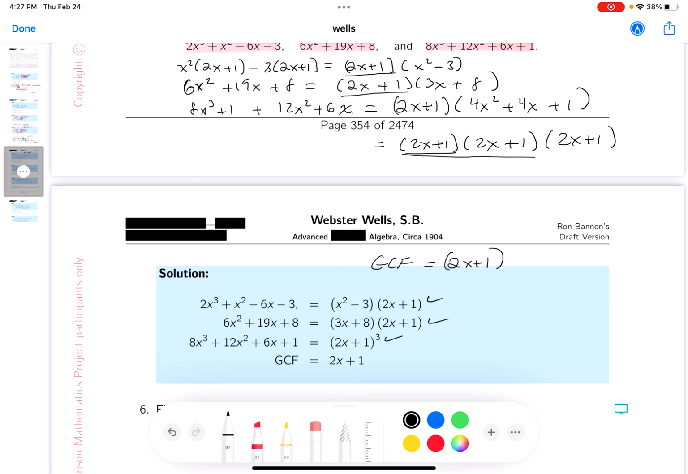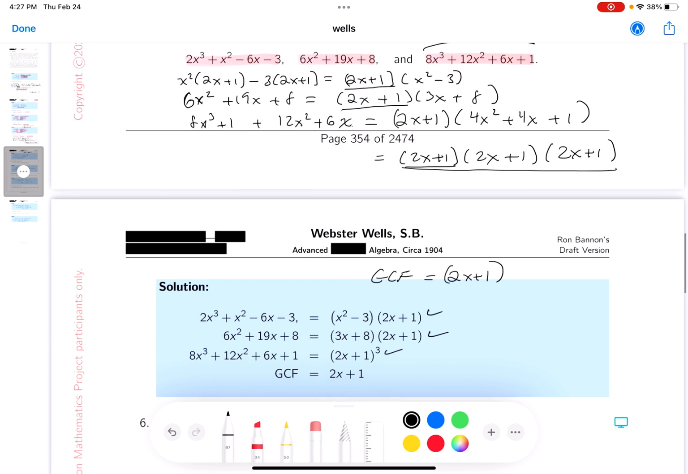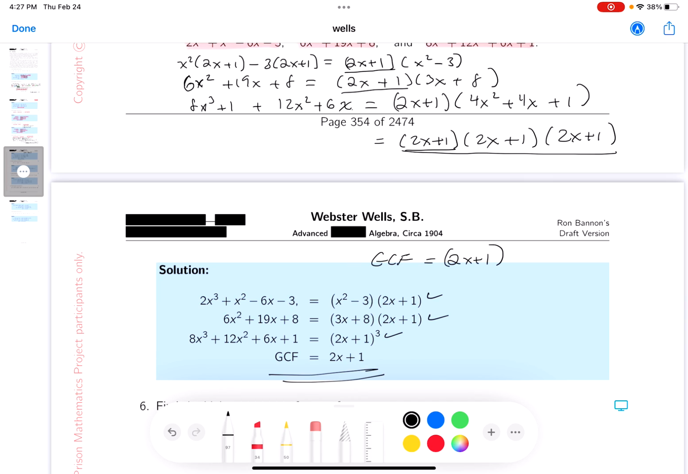By the way, you may wonder why I wrote it down as 2x plus 1 quantity cubed. It's really a perfect cube. In hindsight, it's recognizable as being a perfect cube. That's easy to say in hindsight. I wasn't expecting that. I was expecting something much easier. But it's a perfect cube. What's the GCF? 2x plus 1.